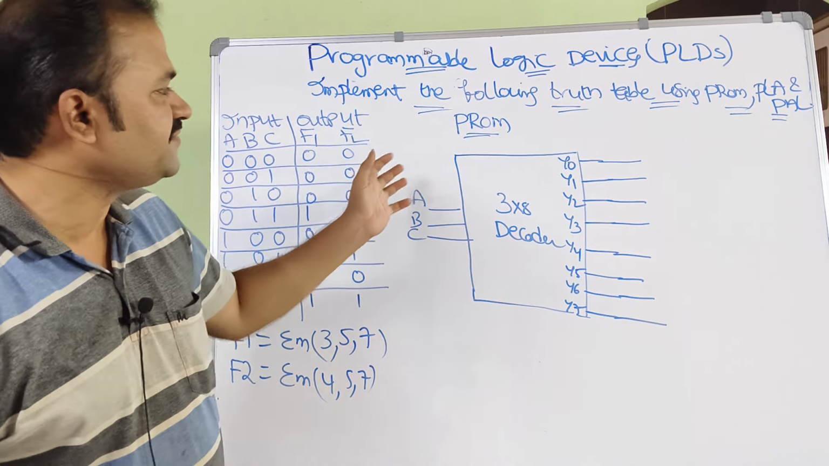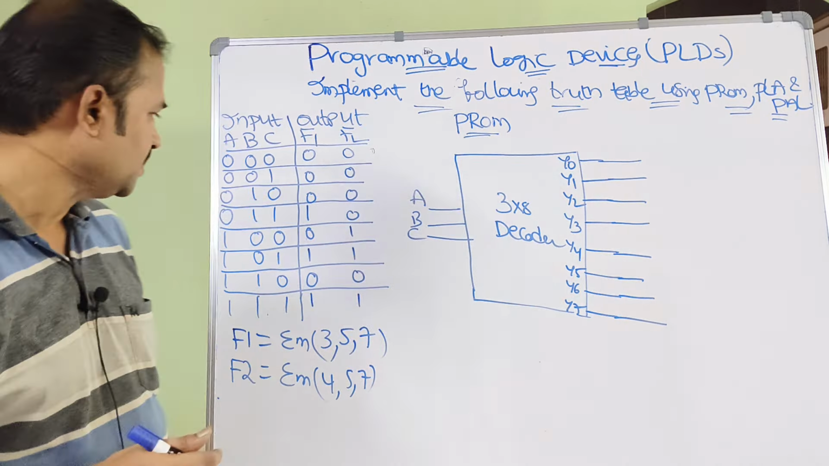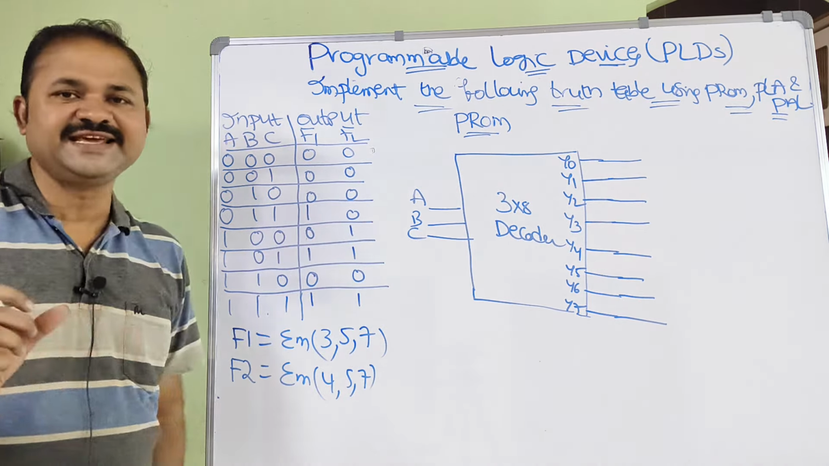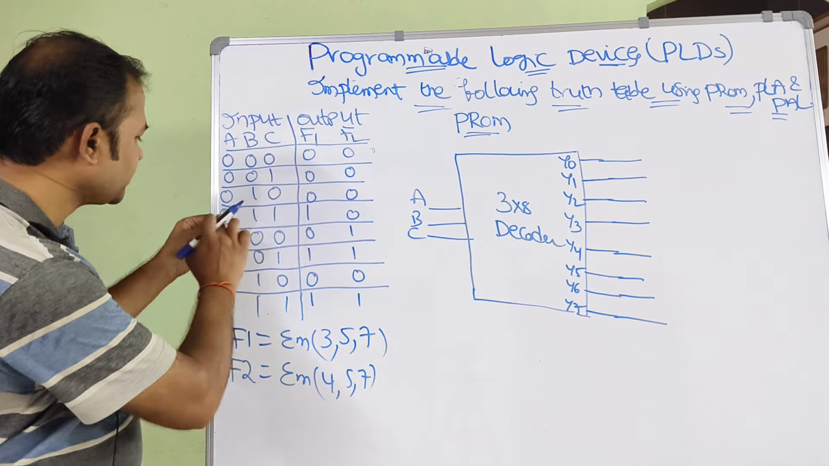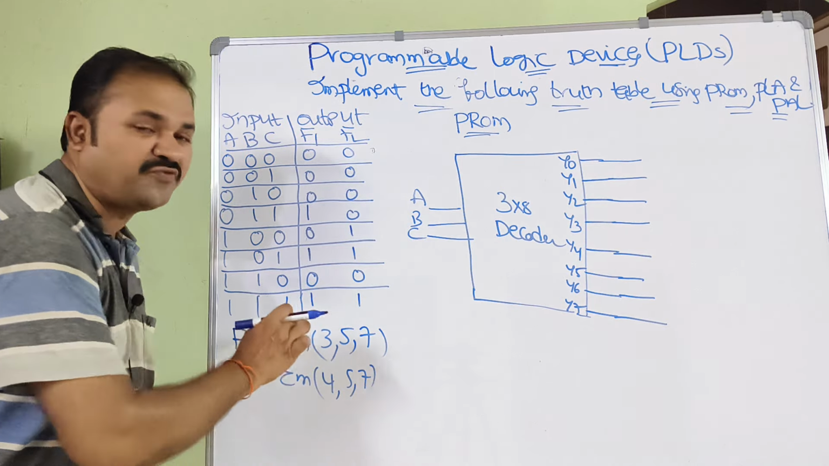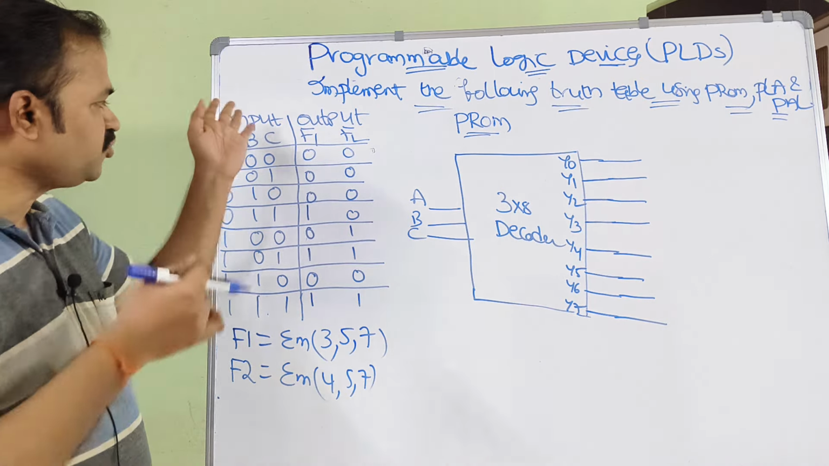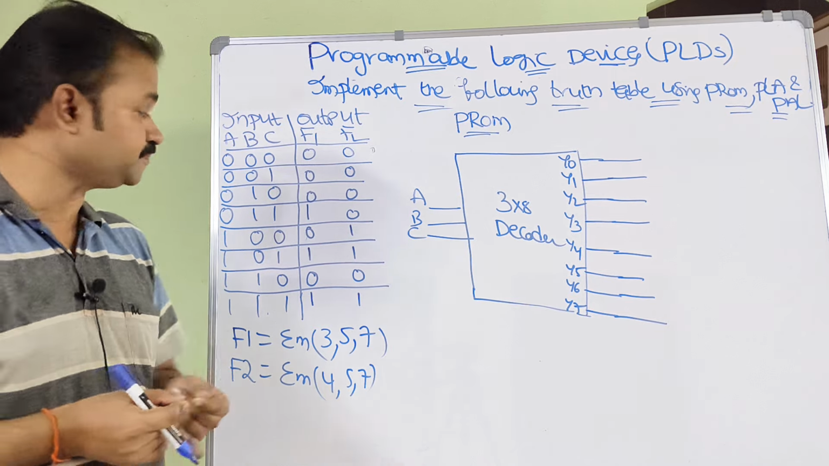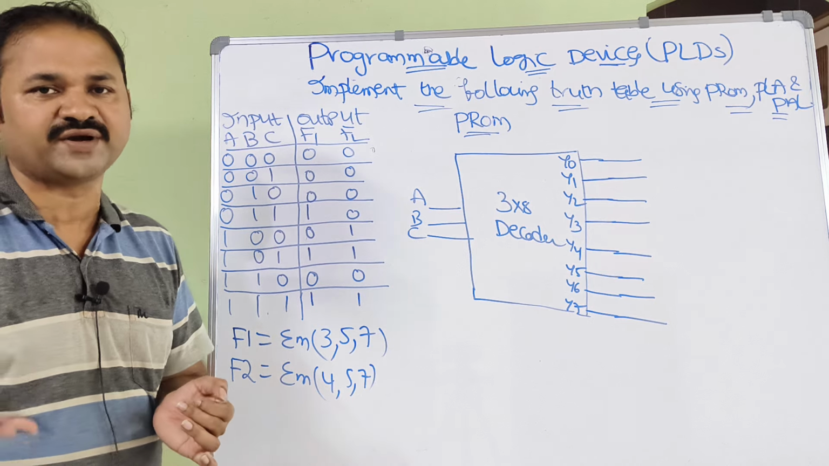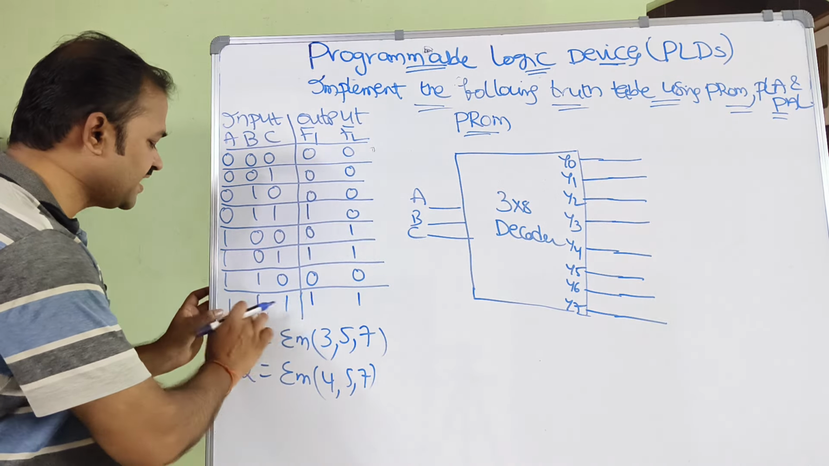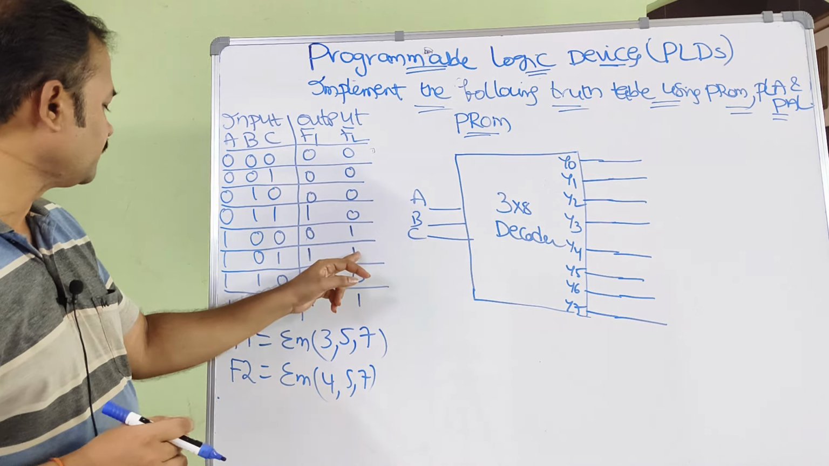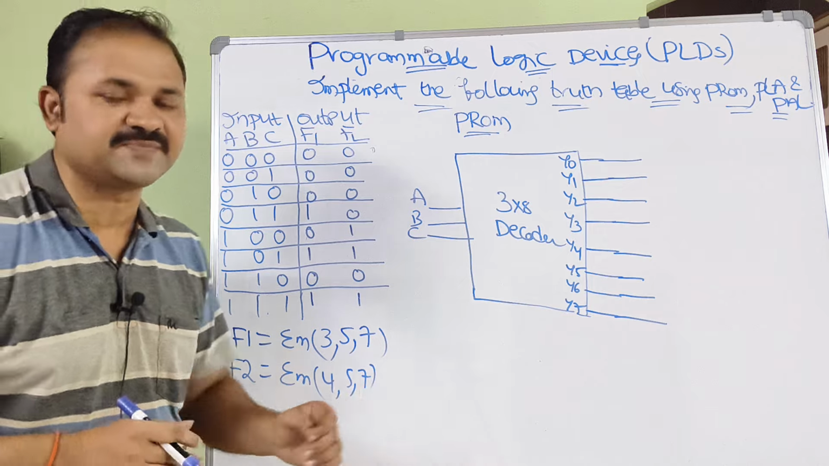First let us implement with the help of the PROM. First let's see what is F1 here. F1 equals 1 in 3 cases. F1 equals 1 when the inputs are 011. 011 in decimal notation is 3, so sigma m of 3. Sigma means we have to represent the expression in sum of products form. Next, 1 when 101, so 4 2 1 means 5. Next, 1 when the inputs are 111, so 7. Next F2 equals 4, next 5 and 7. F2 equals sigma m of 4, 5, 7.